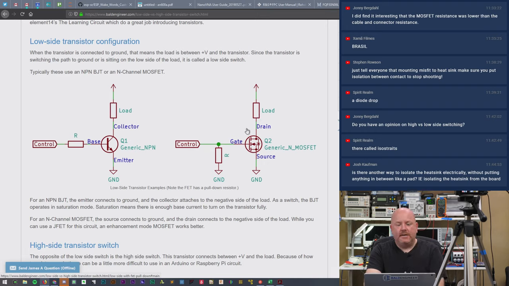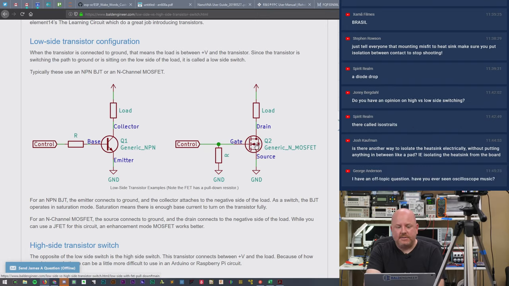Now, low side works really well with NPN and N-Channel MOSFETs because the emitter or the source is tied to ground, and so the voltage drop from the base or the gate is basically whatever voltage you apply to it minus 0.